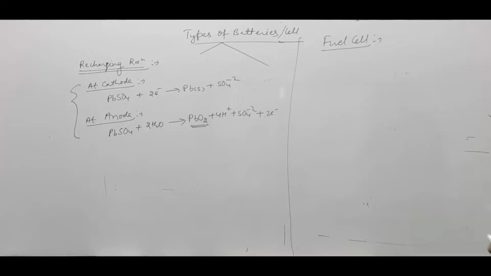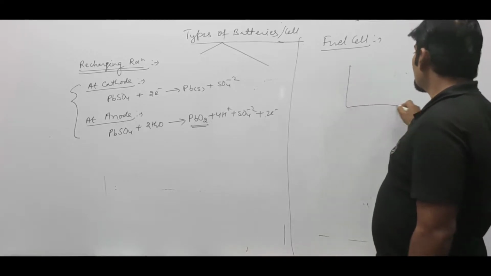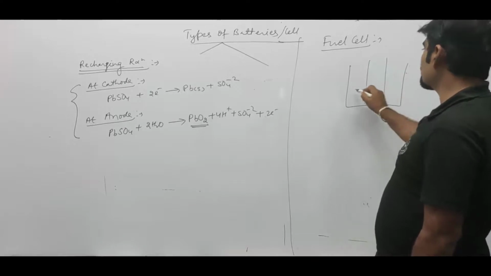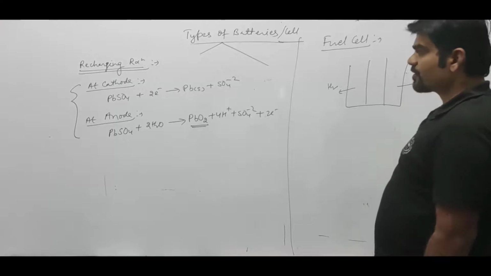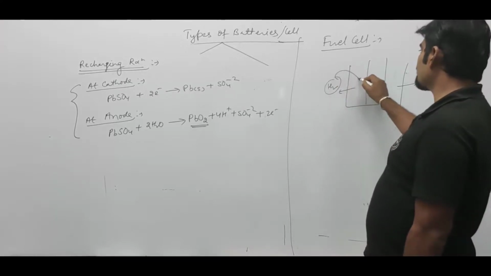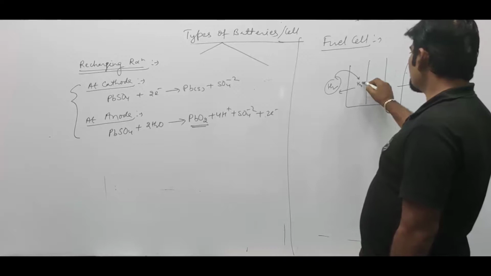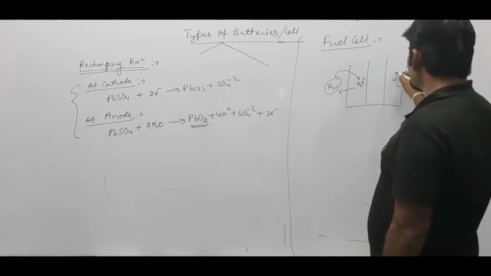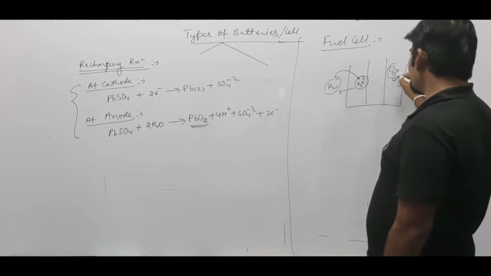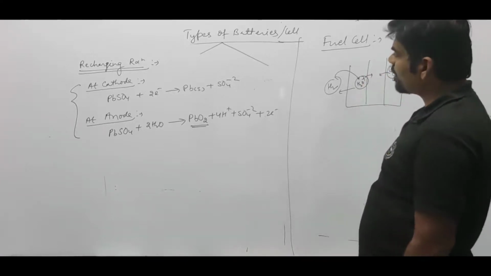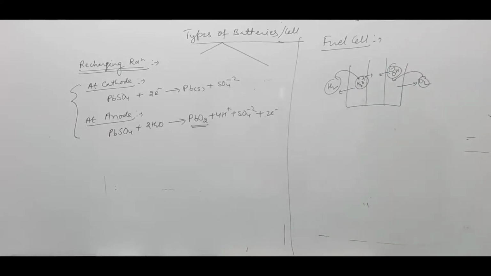In this cell, there are three compartments. On the left side hydrogen is passed, on the right side oxygen is passed. Hydrogen gets oxidized and oxygen gets reduced to OH minus. This oxidation of hydrogen and reduction of oxygen takes place in the middle compartment.